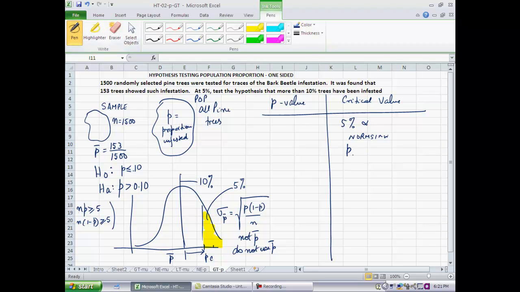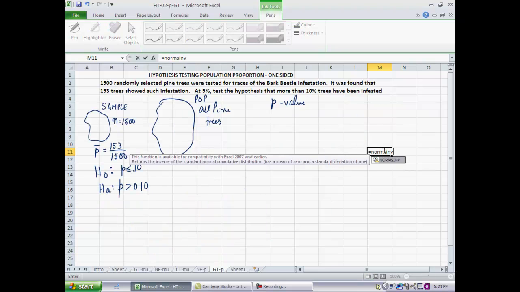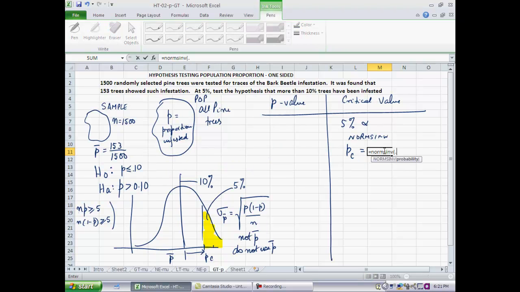So P critical would be equal to, let's see what value we get, norm S inverse of 0.95. Now you recall why I'm putting 0.95, or actually you might remember it better if I simply put 1 minus 0.05. I want my right tail to be 5%, the yellow shaded area over here, and norm S inverse requires the area to the left to be specified as the input. So if the yellow area is 5%, the left area must be 95%.